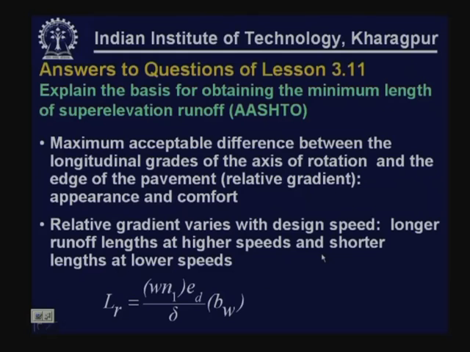Now, let me quickly try to give answers to the questions of lesson 3.1. The first question was: explain the basis for obtaining the minimum length of superelevation runoff. It is basically based on the relative gradient. That means there has to be a maximum acceptable difference between the longitudinal grades of the axis of rotation and the edge of the pavement, that is, the relative gradient, for better appearance and comfort. Relative gradient is also a function of design speed, to have longer runoff lengths at higher speeds and shorter lengths at lower speeds.